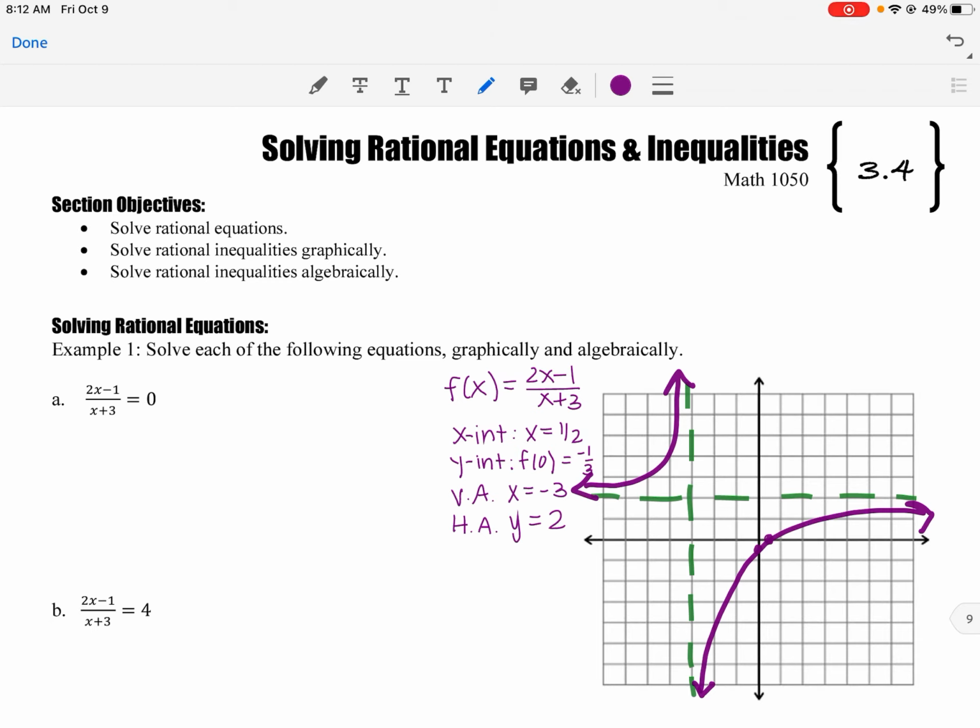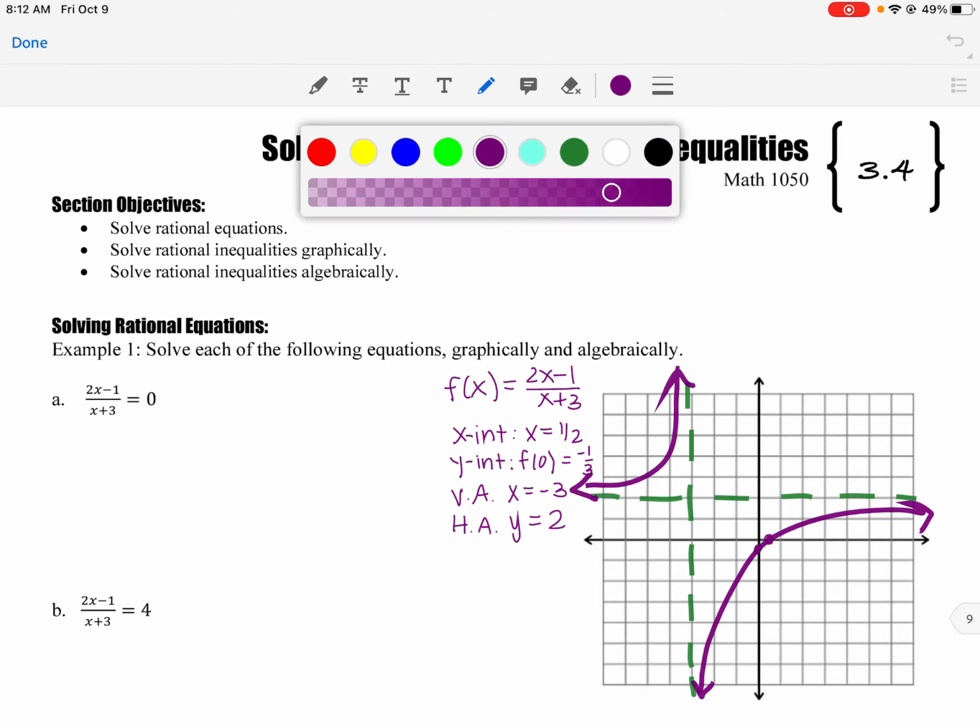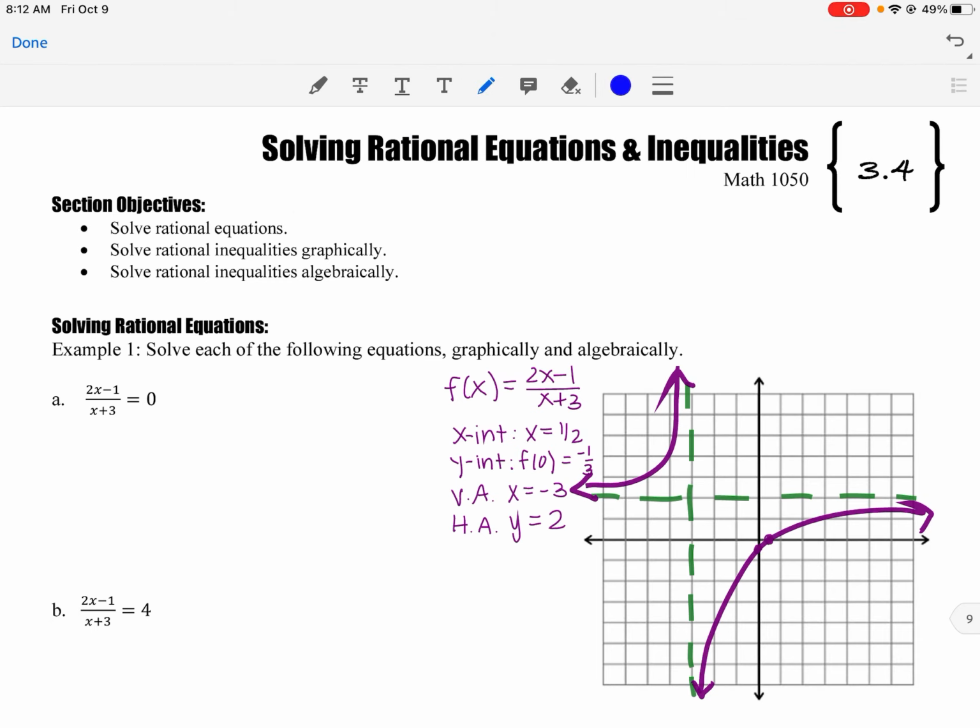Okay. In this first question where it says when does it equal 0, that's saying when does y equal 0? Well, it's this line right here, so we're talking about the x-intercept, right? So at the x-intercept, this point right here is going to be our solution, so x equals a half.